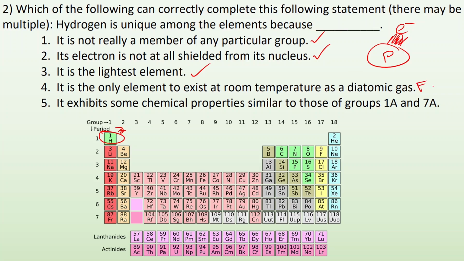It is the only element to exist at room temperature as a diatomic gas. That is false, right? We got F2, O2, N2, Cl2. All those are diatomic and gases. It exhibits some chemical properties similar to group 1 and 7A or 17. Yeah, that is also a true statement. So which of these is true? We got 1, 2, 3, and 5.